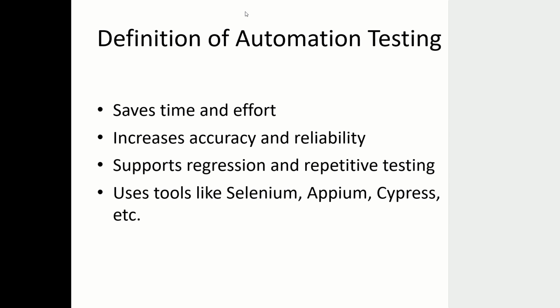Automation testing means using software tools. We are using a tool like Selenium to execute the test cases automatically instead of testing manually. Now we need to understand the benefits of automation testing. Automation testing helps us save time and effort, increase accuracy and reliability, and support regression and repetitive testing, using tools like Selenium, Appium, Cypress.